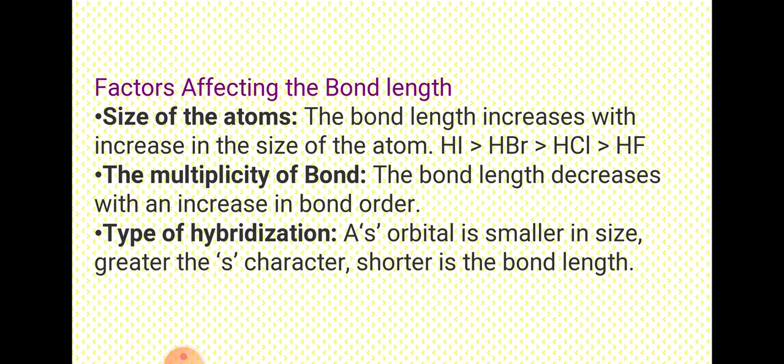The multiplicity of bond: the bond length decreases with an increase in bond order. Bond order I will discuss in molecular orbital theory. Type of hybridization: S orbital is smaller in size. Greater the S character, shorter is the bond length.